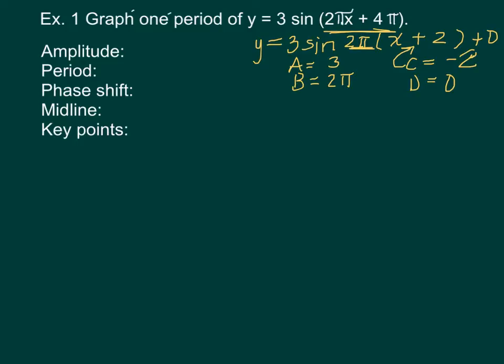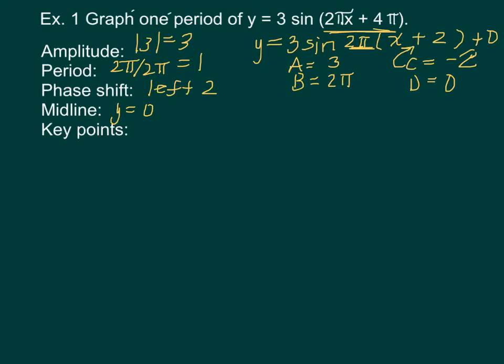So my amplitude is the absolute value of A, which is 3. That gives you your max. Your period is 2 pi over b, which in this case is 1. Your phase shift, since c is negative, means we're going to move everything left 2. Your midline is y equals 0.